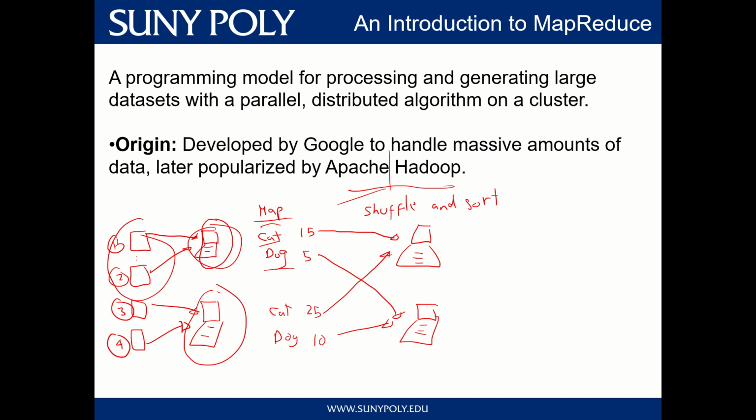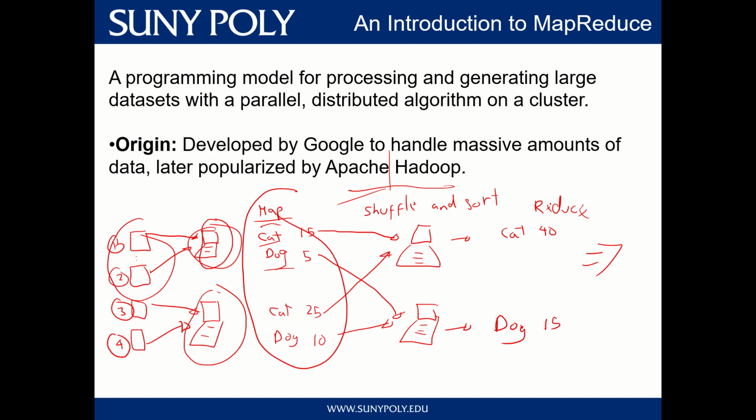So now each machine or each node is going to reduce. In this one, we get cat, the sum of those two, so that would be 40. So cat occurred 40 times. And in this one, dog is going to organize them and count them, so it's 15. And finally, you can get the output. So this is the map, when you add the key-value pairs, and this is the reduce, when you are adding the results, to finally provide an output.